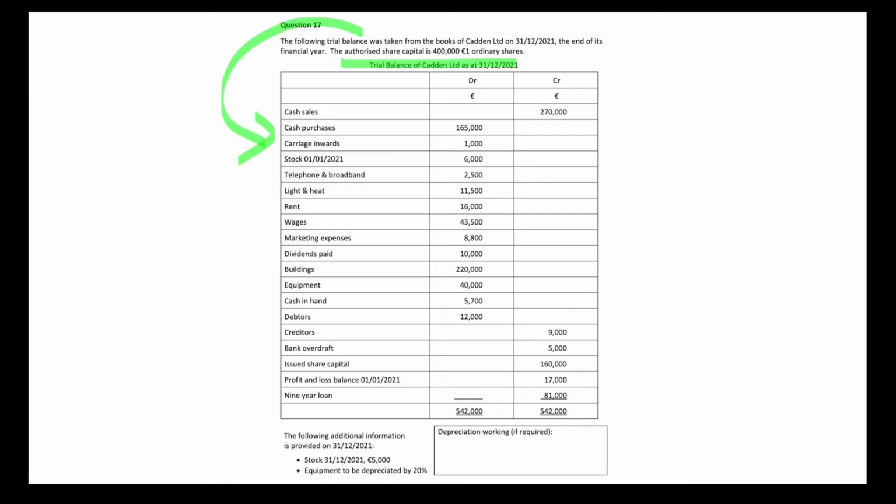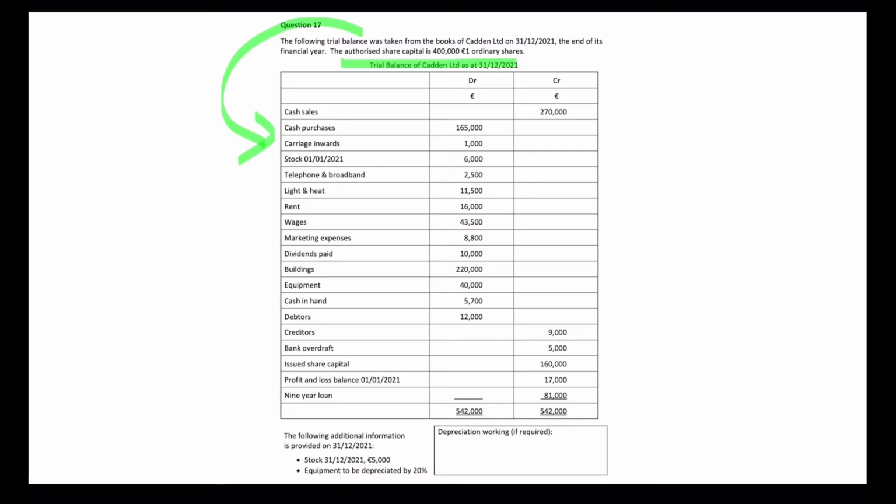So you can see there they've got cash sales, cash purchases, carriage inwards, stock on the 1st of the 1st, telephone and broadband, light and heat, rent, wages, marketing expenses, dividends paid, buildings, equipment, cash in hand, debtors, creditors, bank overdraft, issued share capital, profit and loss balance on the 1st of the 1st, and a 9-year loan.